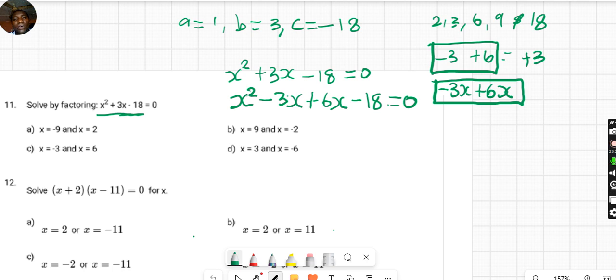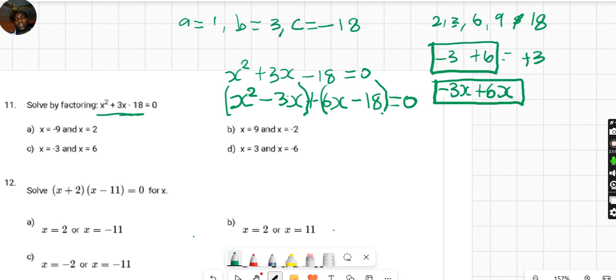The next step now is to group them into 2. You can see we have 4 terms, 1, 2, 3, 4, right? So we are going to group them into 2. I'm going to use brackets to group them.